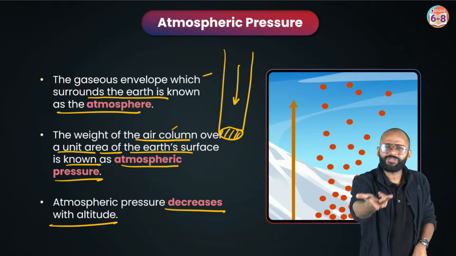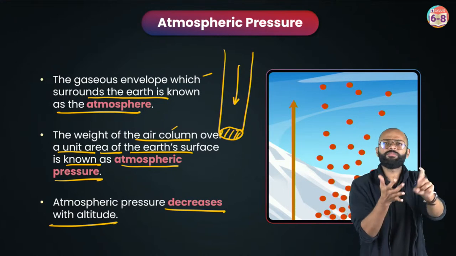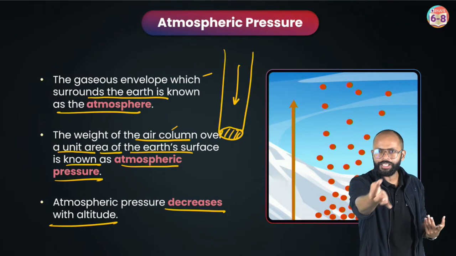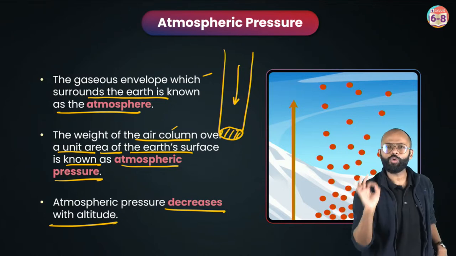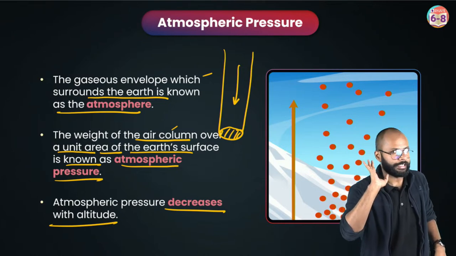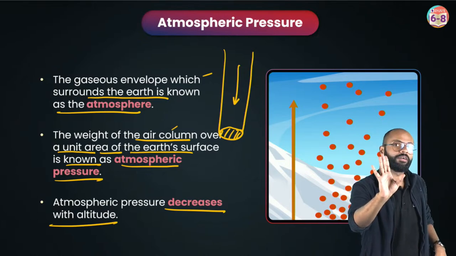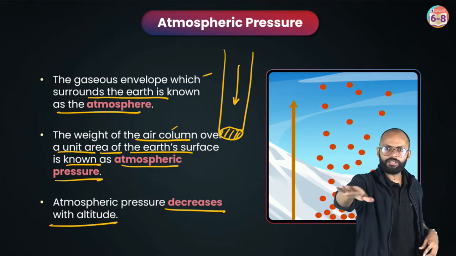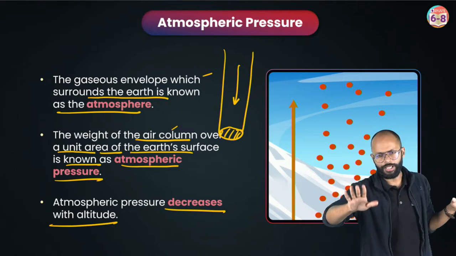And you might have experienced this whenever you go to Ladakh, Manali, Shimla, or if you have had a holiday, I'm pretty sure you have gone, right? Ooty, Kodaikanal, wherever you go. If you go to a height, atmospheric pressure decreases. Clear? Where is it maximum? And don't say inside the earth. On the surface, at sea level, it is the maximum. Okay, clear? Right?